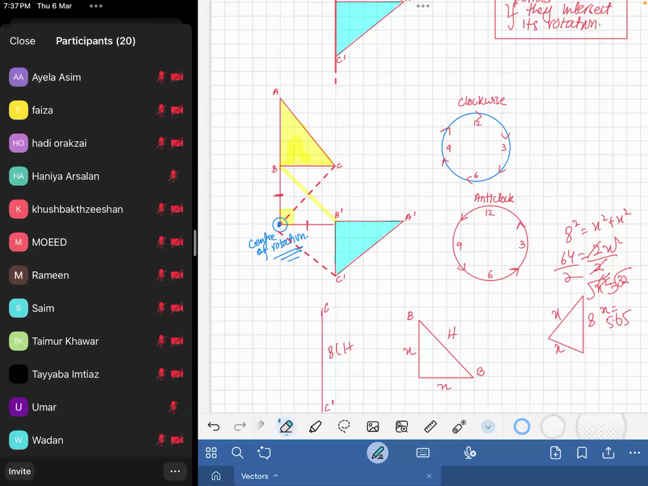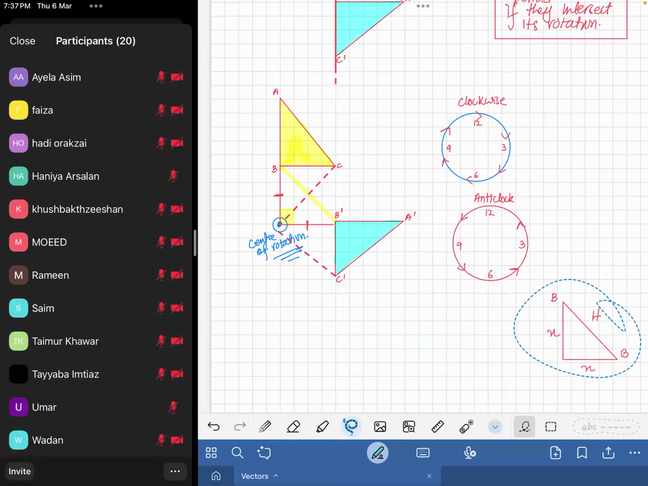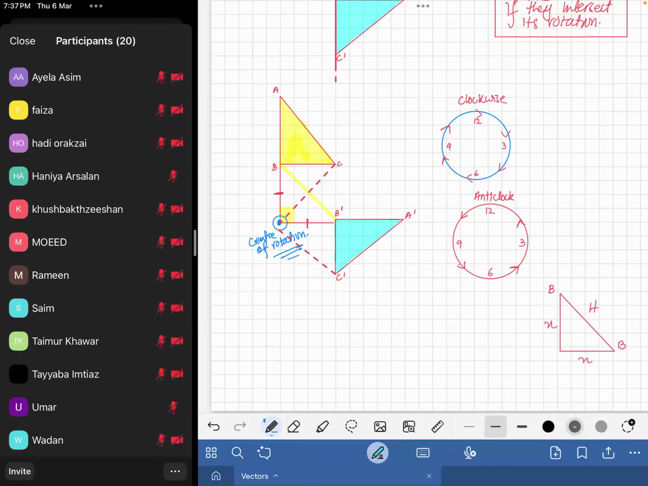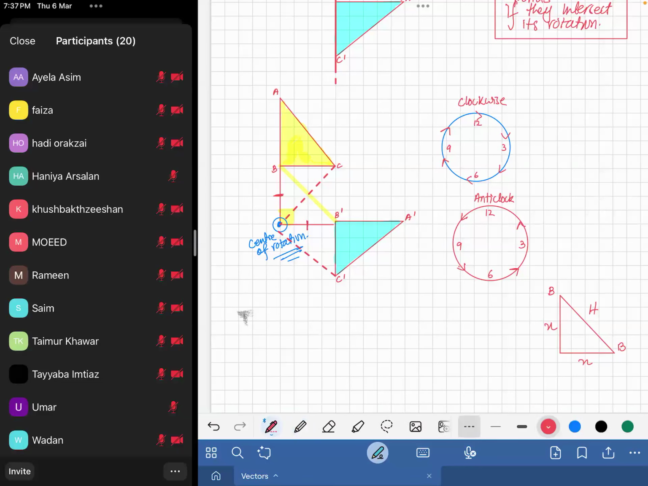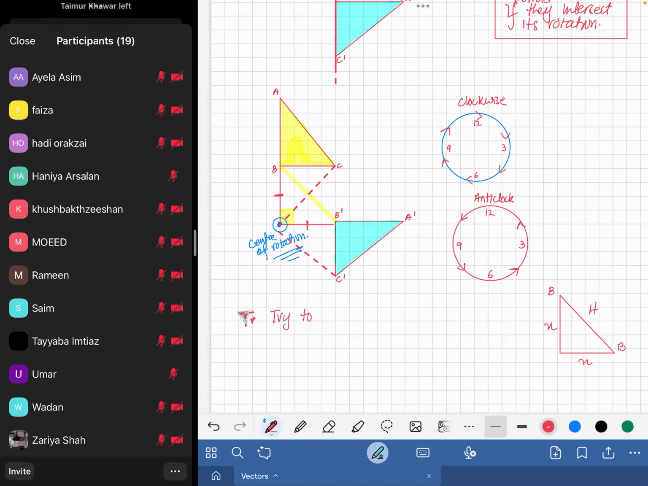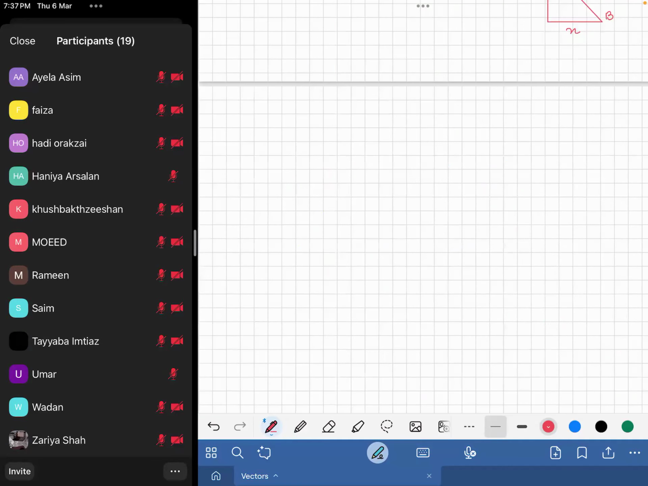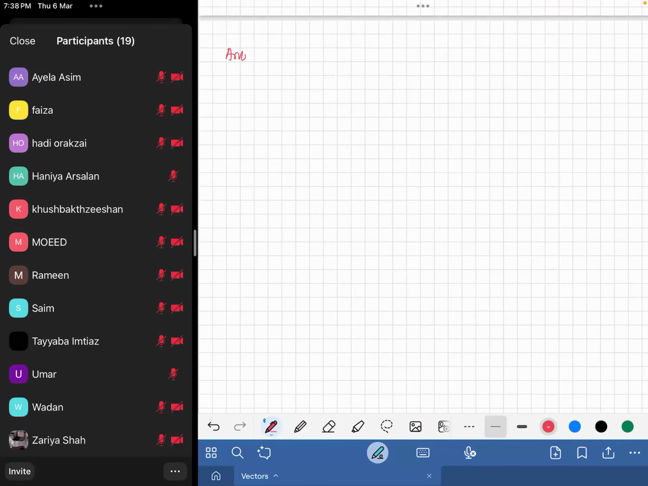Okay. So let me conclude this part and let me do another example as well after this. So we can have this diagram over here just for the sake of better understanding. Let me write here the summary. Try to take closer points. And we have another technique as well.